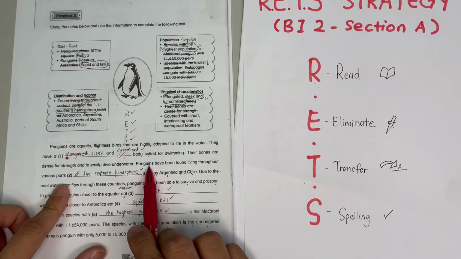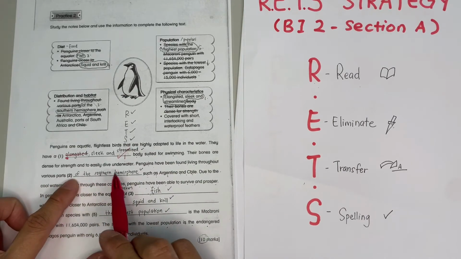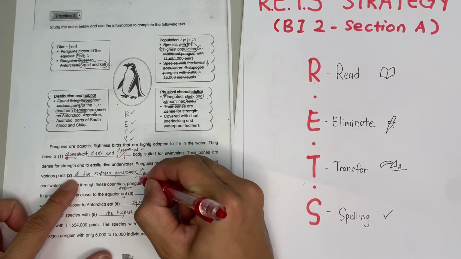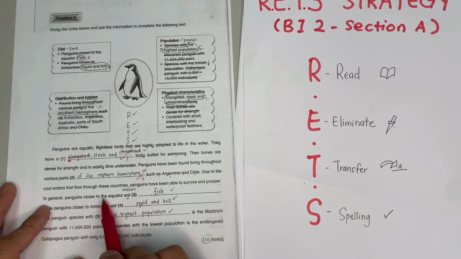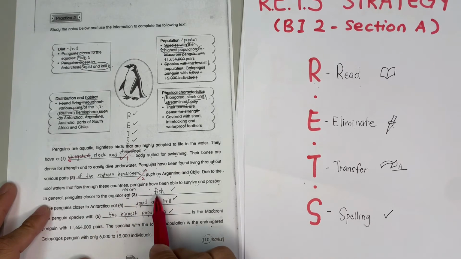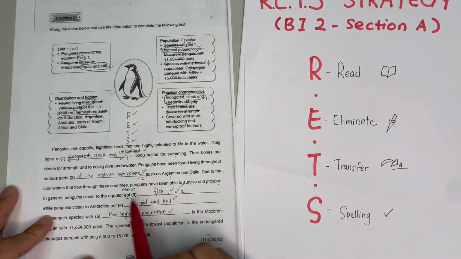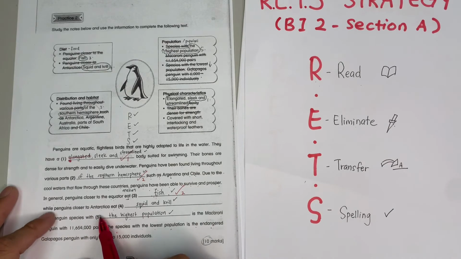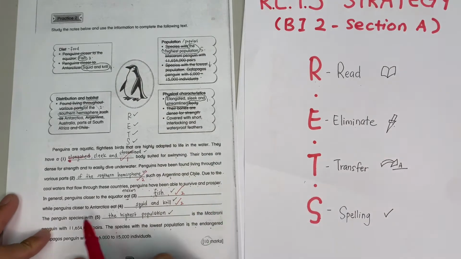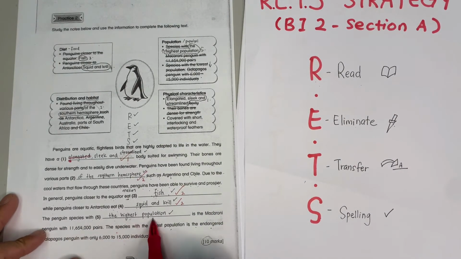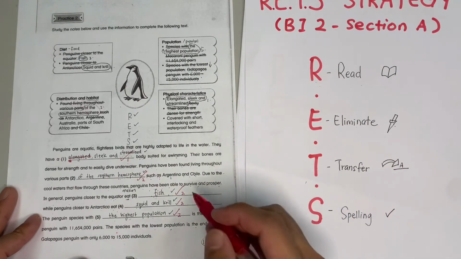Okay, next we are going to look at this one. Penguins have been found living throughout various parts of the southern hemisphere. Okay, this is 100% correct. I give you 2 marks for that. Next, in general, penguins closer to the equator eat fish. Oh, luckily you have changed this. Okay, so you get 2 marks for this. This is the correct answer. While penguins closer to Antarctica eat squid and krill. Okay, this is the correct answer as well. You get 2 marks. And the penguin species with the highest population is the macaroni penguin. Okay, this is also definitely the correct answer, so I'm giving you 2 marks.